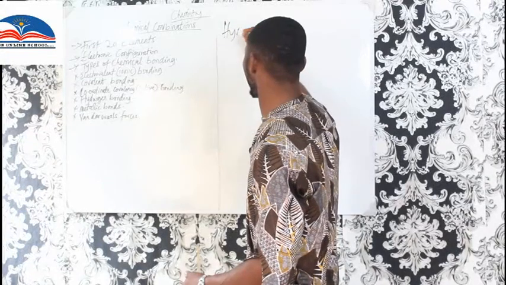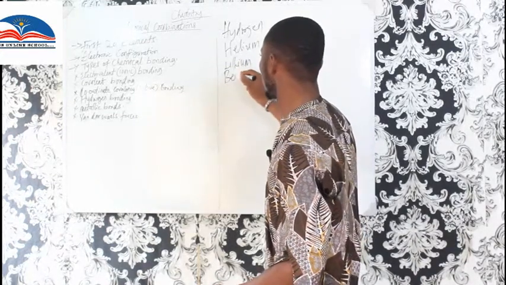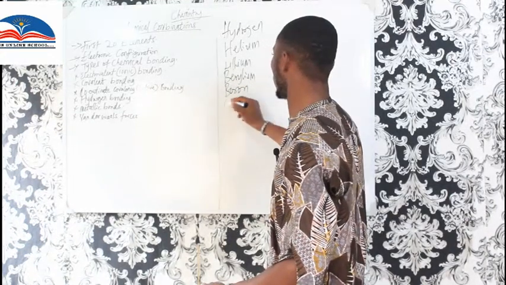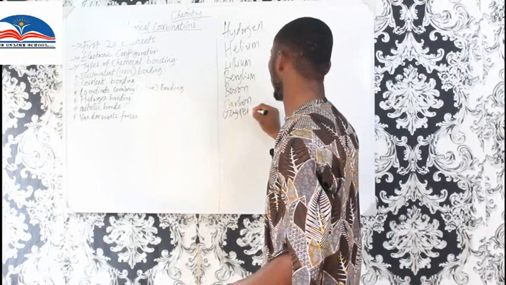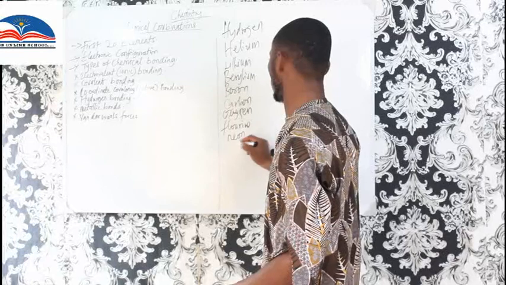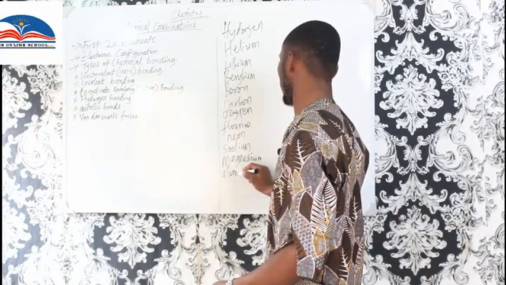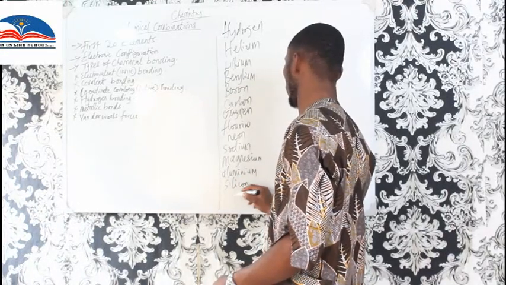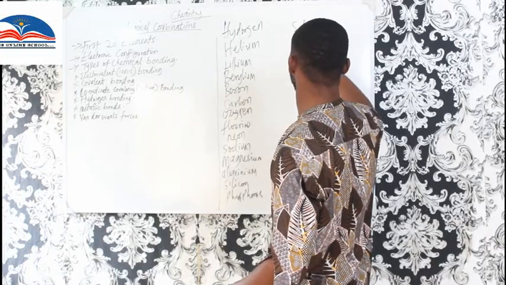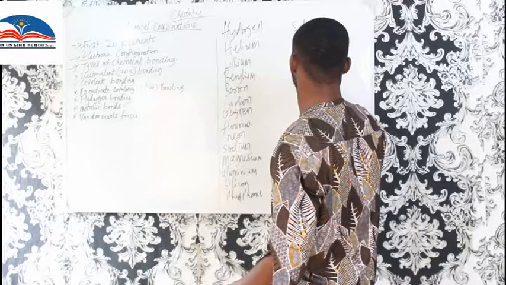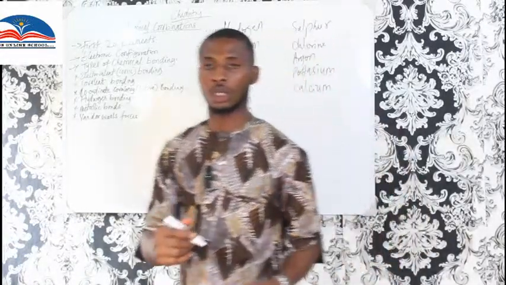They are hydrogen, helium, lithium, beryllium, boron, carbon, oxygen, fluorine, neon, sodium, magnesium, aluminium, silicon, phosphorus, sulfur, chlorine, argon, potassium, and calcium. These are the first 20 elements.